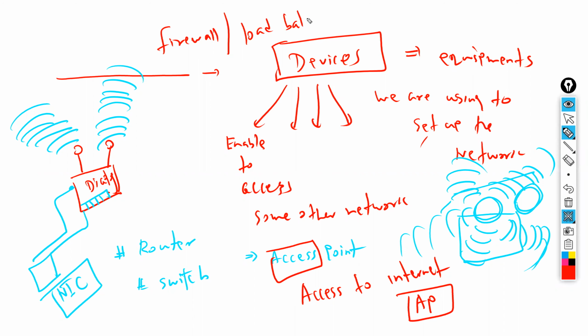What do you mean by load balancing? Some data, some traffic is there. So when the traffic is going through this device, right?